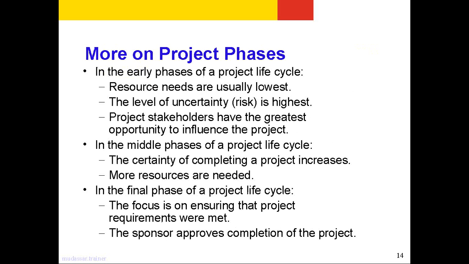A bit more data about project phases. In the early phases of a project life cycle, resource needs are usually lowest. If you observe the curve, in the initial phase of the project, the resource needs are usually low. The level of uncertainty or risk is the highest. Project stakeholders have the greatest opportunity to influence the project. That is the time when they will dictate their terms.